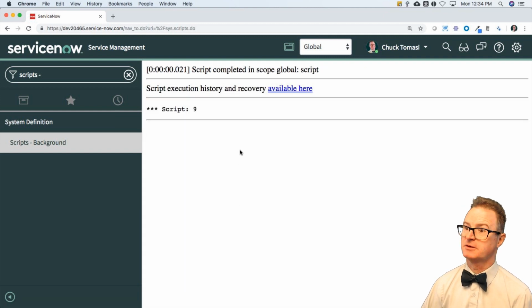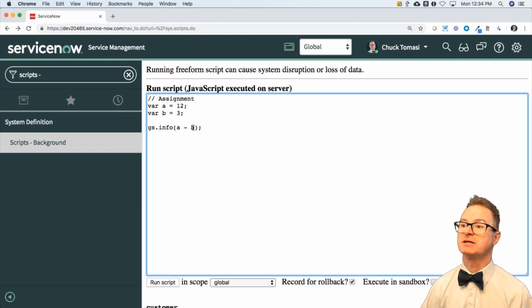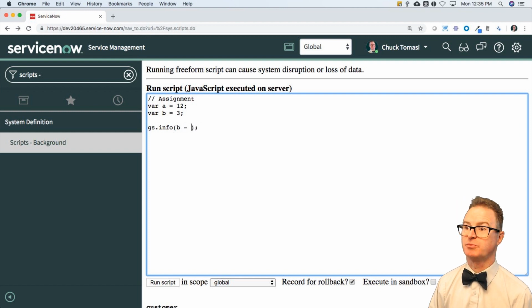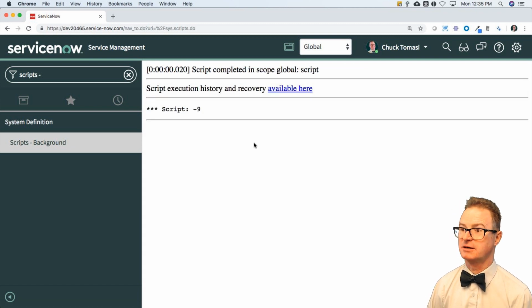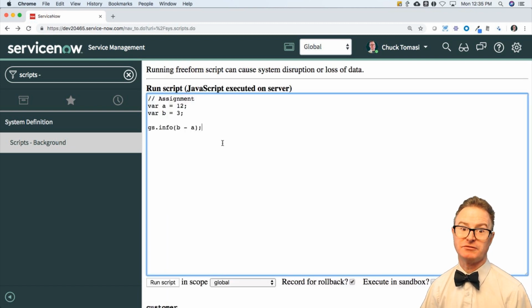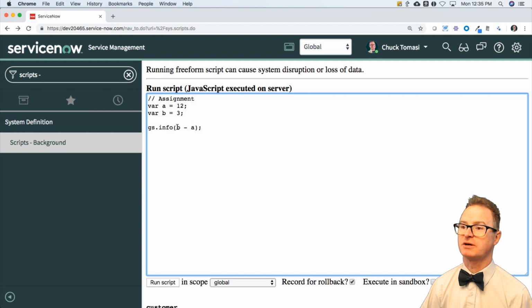And there it is. If I were to take B minus A, it can in fact do integer math, which means it goes below 0, and I will get a negative 9. How about that? So 3 minus 12 is negative 9. We know that it is working correctly.